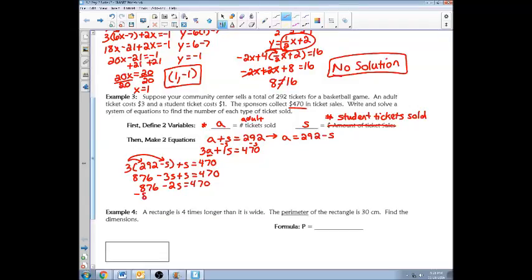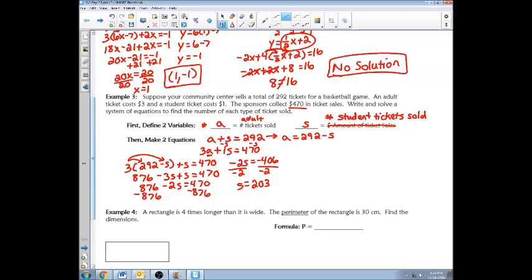I'm going to subtract the 876 from both sides. So I'll have negative 2S is equal to, that would get me negative 406 when I take 470 minus 876. Now I'm going to go ahead and divide by negative 2. So S would equal 203 student tickets. Well, now I know that I had 203 student tickets.